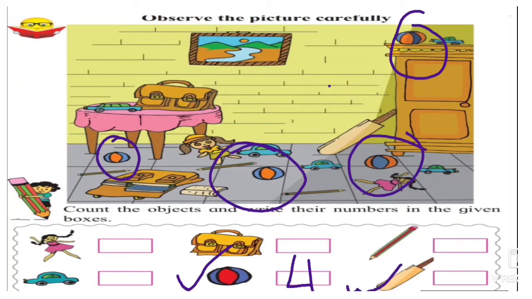What is this? Bat. Is there any bat? Yes, there is a bat. How many bats? 1 bat only. Write 1 here. Have you done? Very good. Is this activity good? Did you enjoy? You enjoyed it, na?